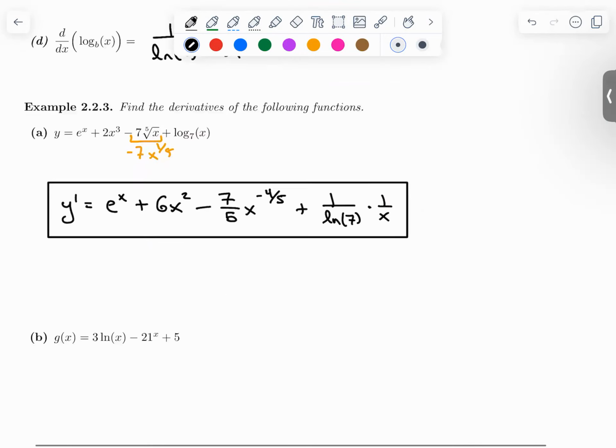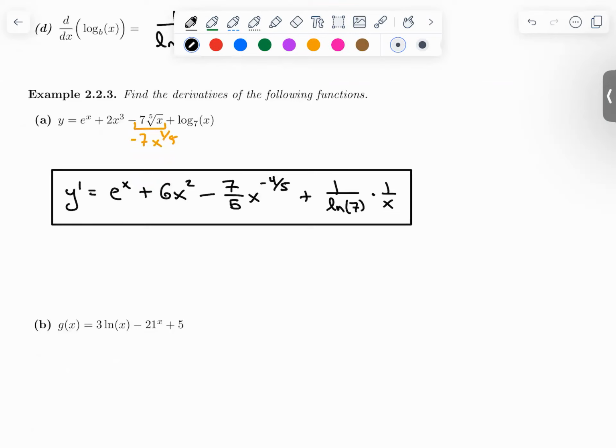All right, next one. 3 natural log of x. So g prime of x would be 3 over x. The 21 to the x, that would be minus natural log of 21 times 21 to the x. And then the derivative of 5 would be 0. So that's all we have for that one.